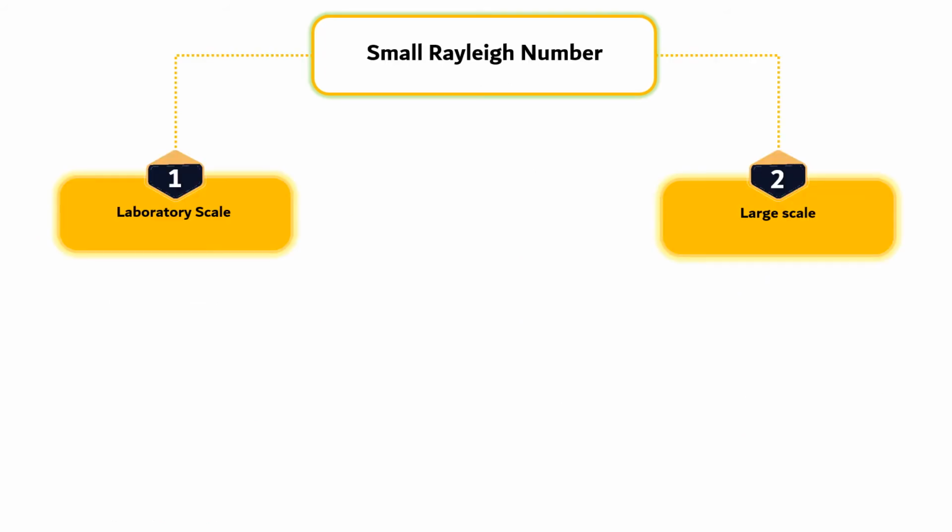There are two ways to make the Rayleigh number small. One has value in the laboratory and the other has value at a larger scale. A well-known laboratory method is to perform the electrophoresis in a gel, which makes the viscosity very high and hence removes the free convection caused by the electrical heating.